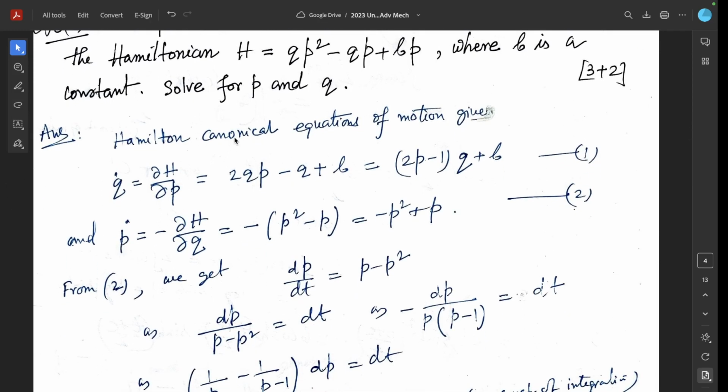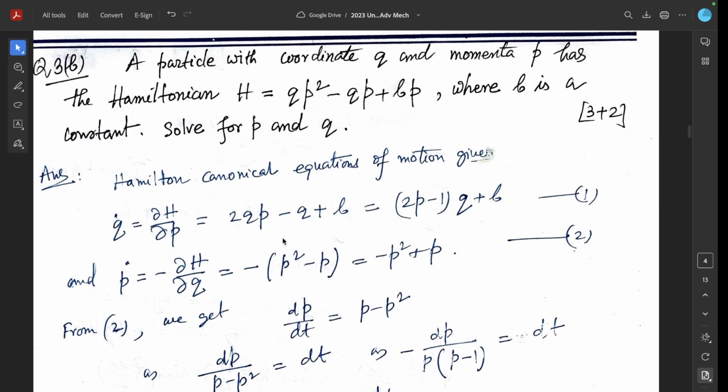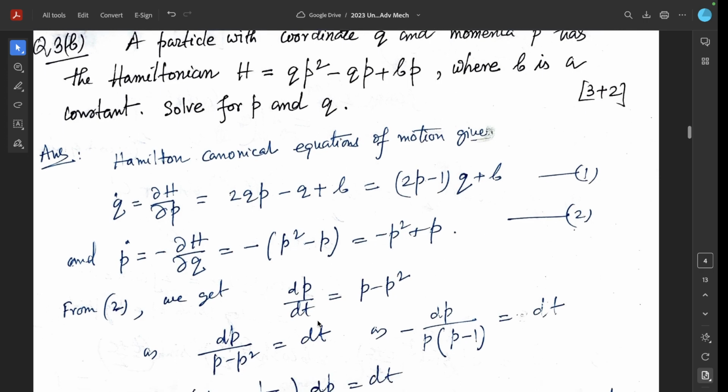The Hamiltonian canonical equations of motion give q dot equal to ∂H/∂p. So with respect to p, we get this equation 1, and p dot equal to minus ∂H/∂q, so we get this minus p square plus p, equation 2. From 2 we get dp/dt equal to p minus p square.